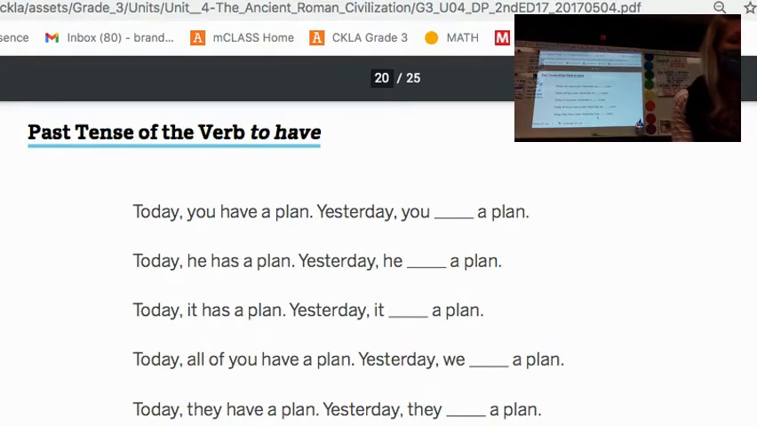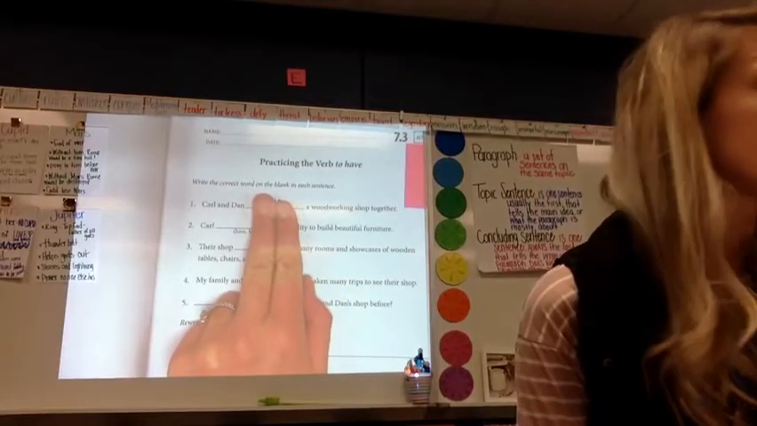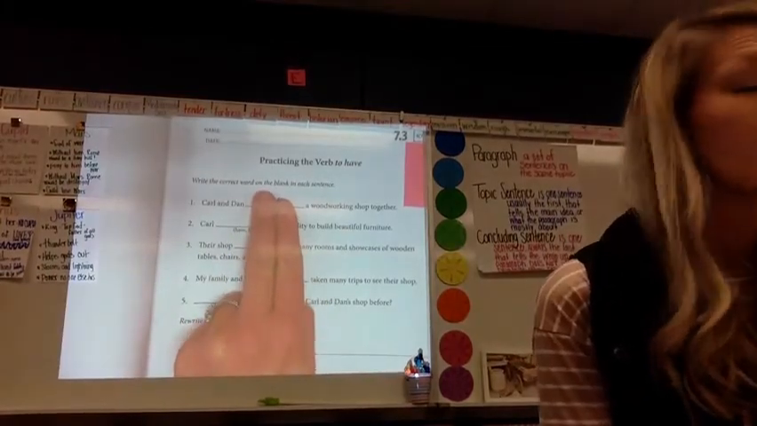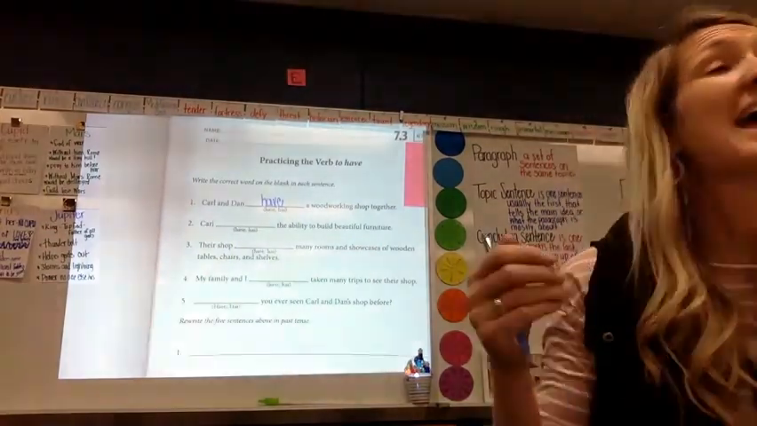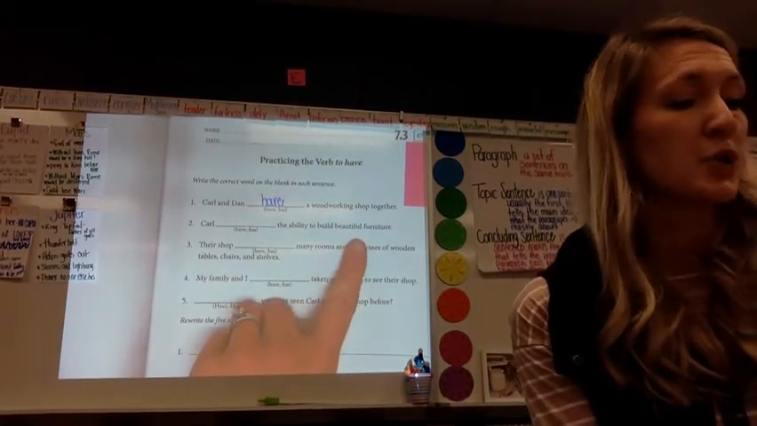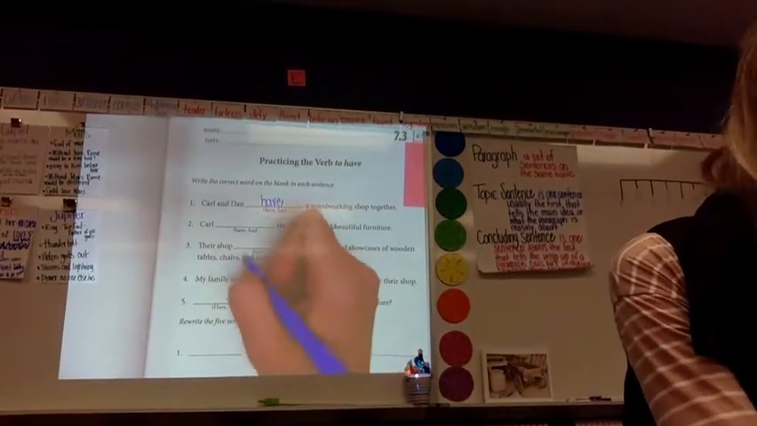We are going to open up our activity notebook today, and we are going to be on page 81, which is activity 7.3. So page 81, activity 7.3. We have our sentences here, and we're going to be filling in our blank as we go. So Dan and Carl have or has a woodworking shop together. Dan and Carl have a woodworking shop together. They have it. It's current, right? Carl blank the ability to build beautiful furniture. Carl has the ability. He doesn't have it. He has it.